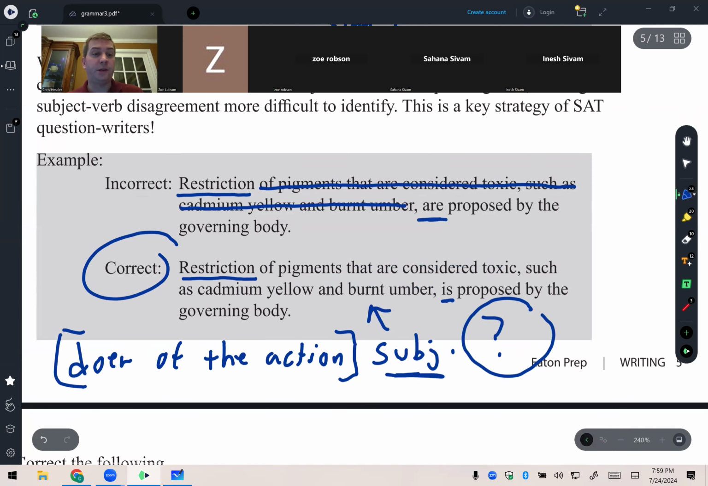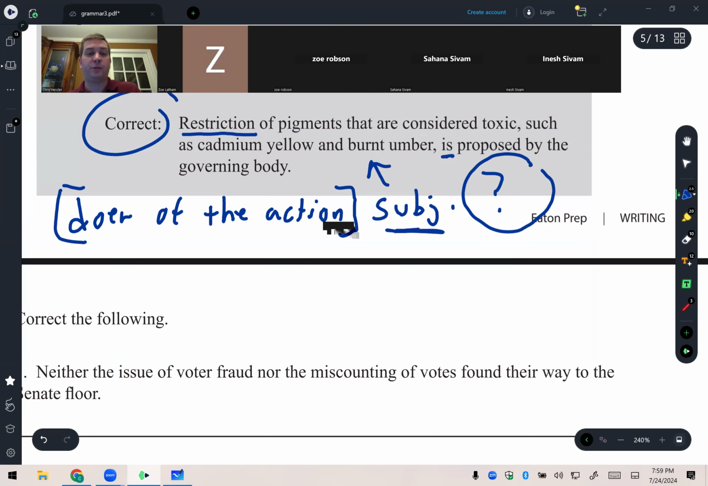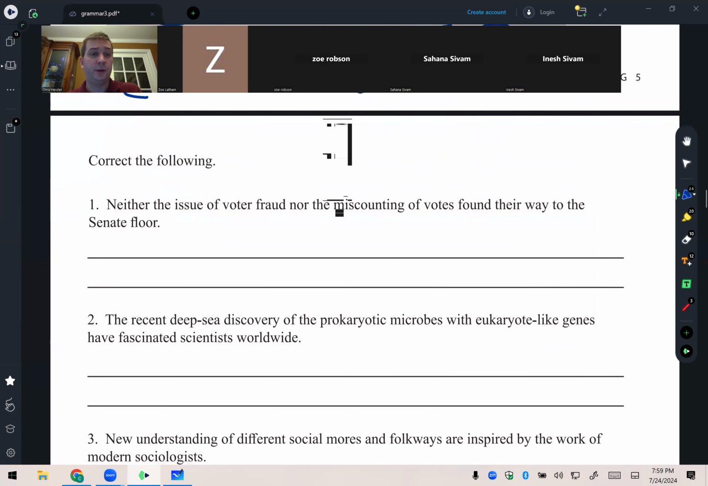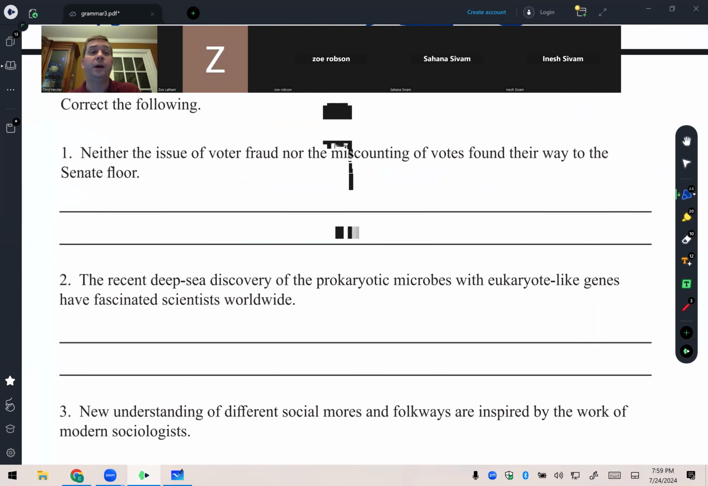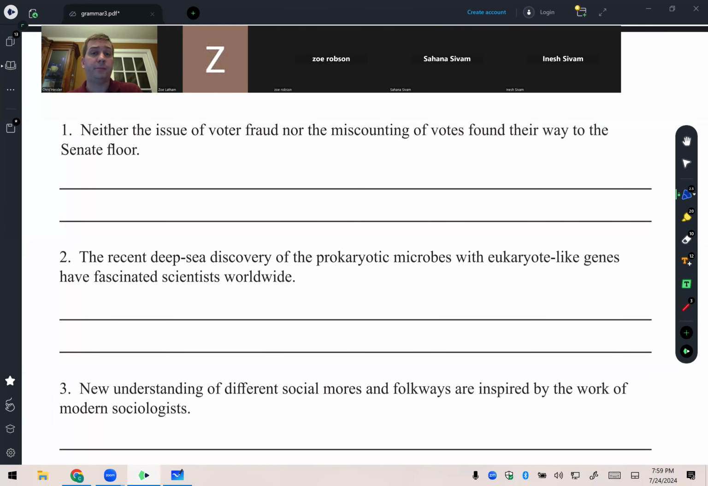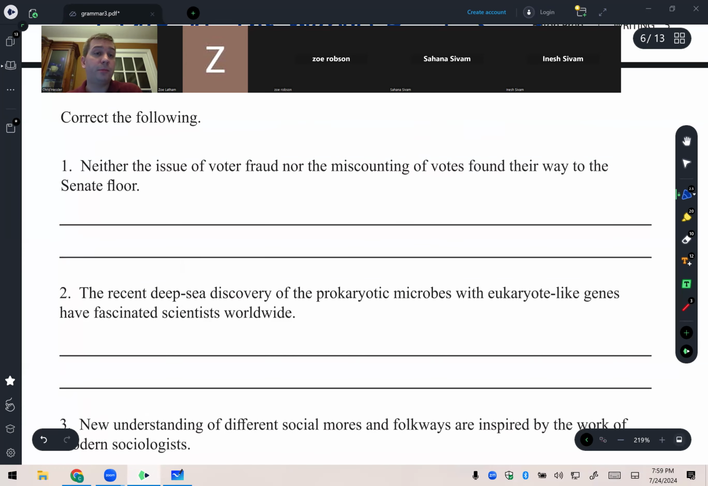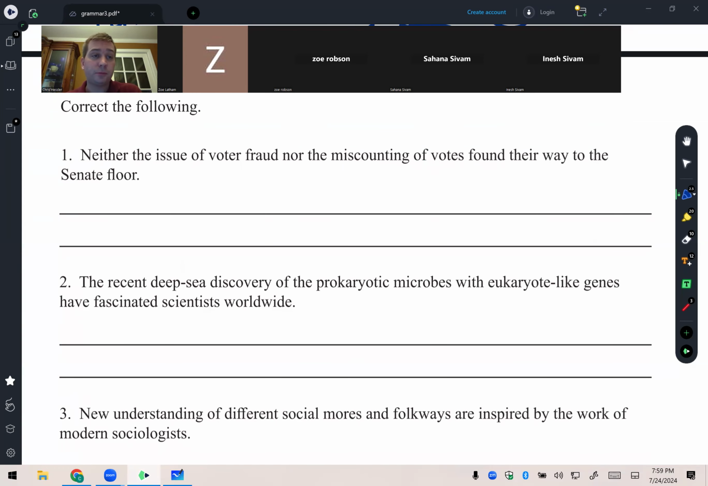So that's my strategy. Just temporarily take out the huge prepositional phrase or clause or whatever it is. Simplify the sentence in your head, and that way you will instantly know what's correct or incorrect. So this next section here we're going to do just a little exercise on everything we just covered.